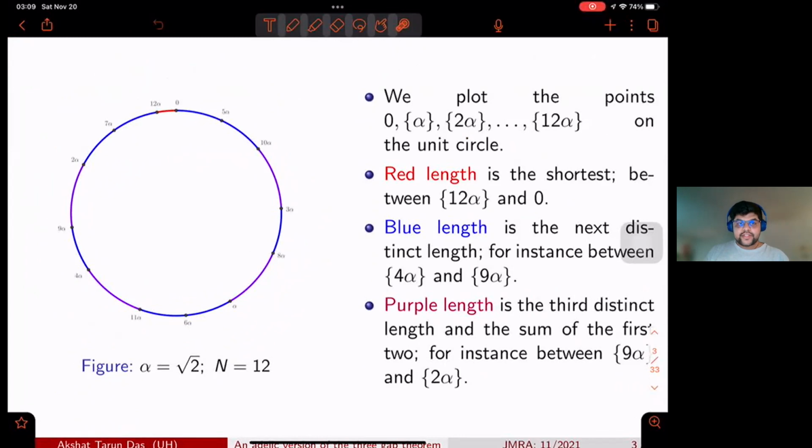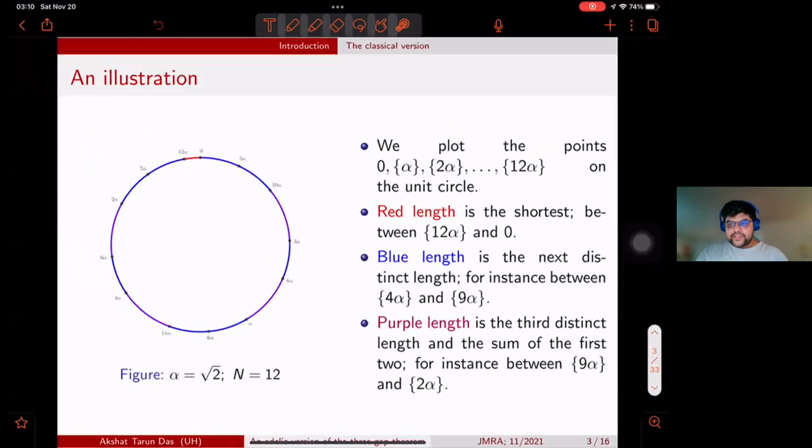And another important observation that we have is that if you consider the sum of the first 2 distinct gap lengths, then that is going to be equal to the third gap length, which is colored in purple. So this additional statement that if there are indeed 3 distinct gap lengths, then the sum of the first 2 is going to be equal to the third gap length is also included a lot of times in the statement of the classical three-gap theorem. All right, so this is the classical version.